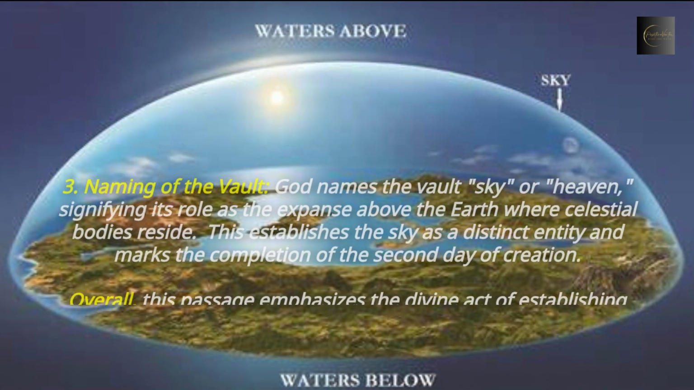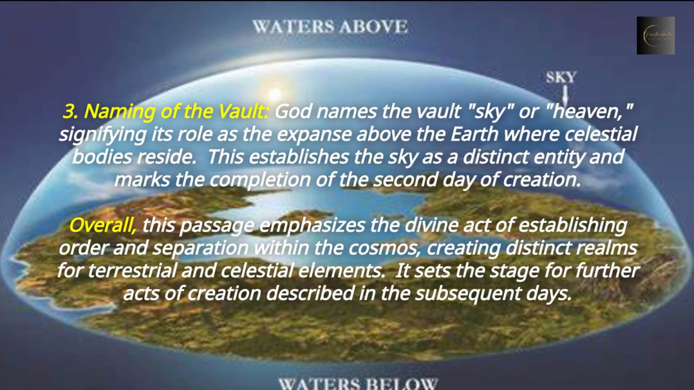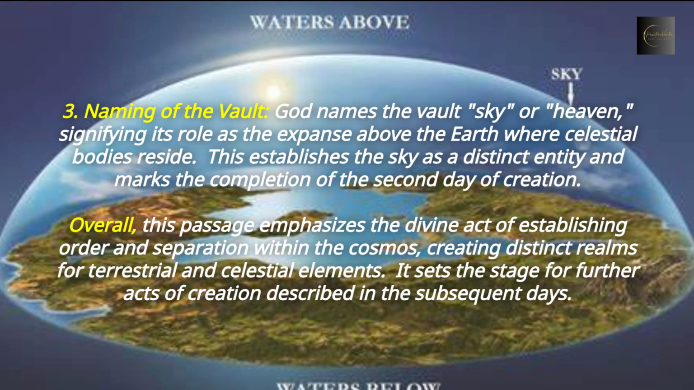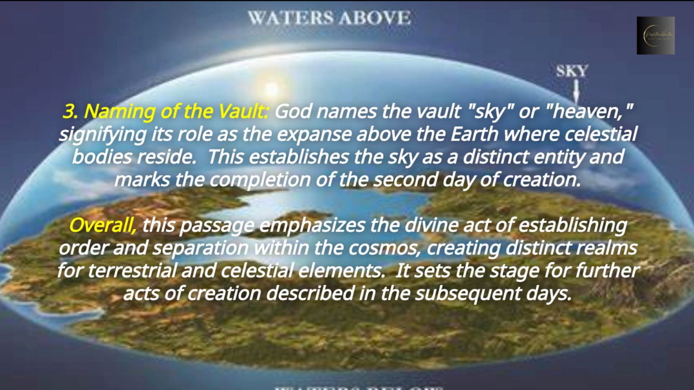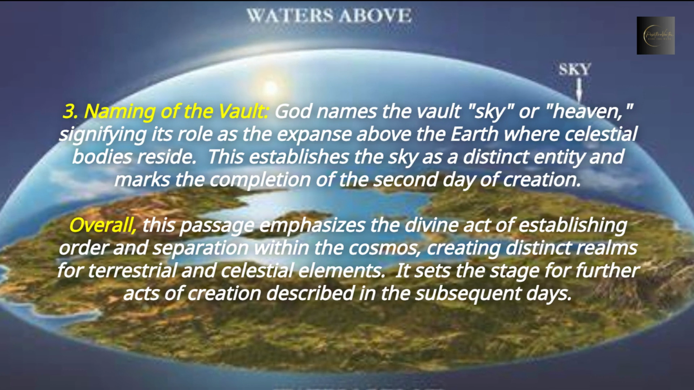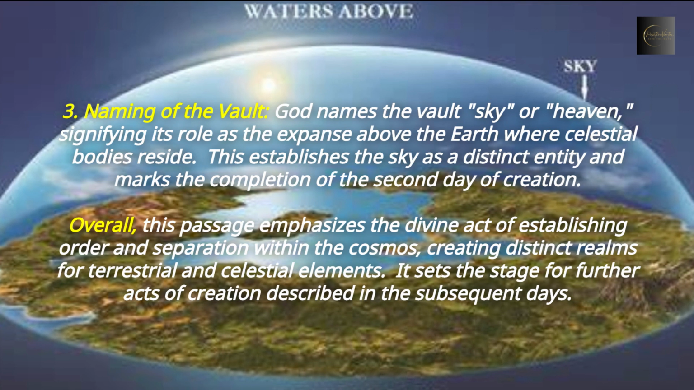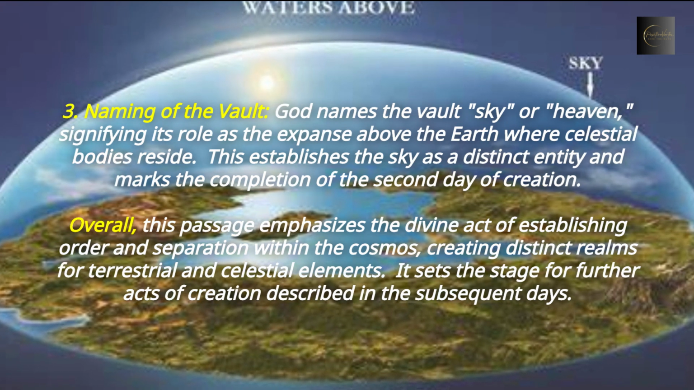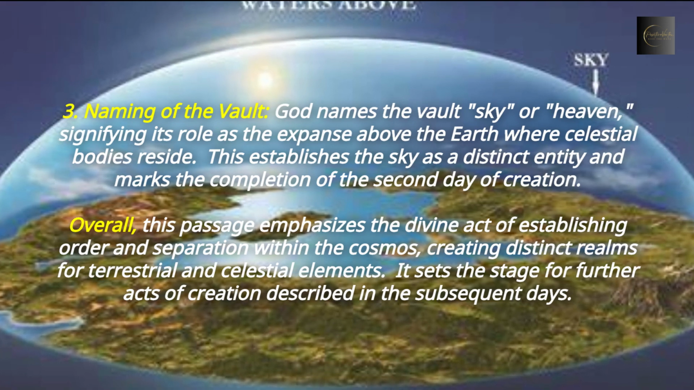3. Naming of the vault. God names the vault sky, or heaven, signifying its role as the expanse above the earth where celestial bodies reside. This establishes the sky as a distinct entity and marks the completion of the second day of creation. Overall, this passage emphasizes the divine act of establishing order and separation within the cosmos, creating distinct realms for terrestrial and celestial elements. It sets the stage for further acts of creation described in the subsequent days.